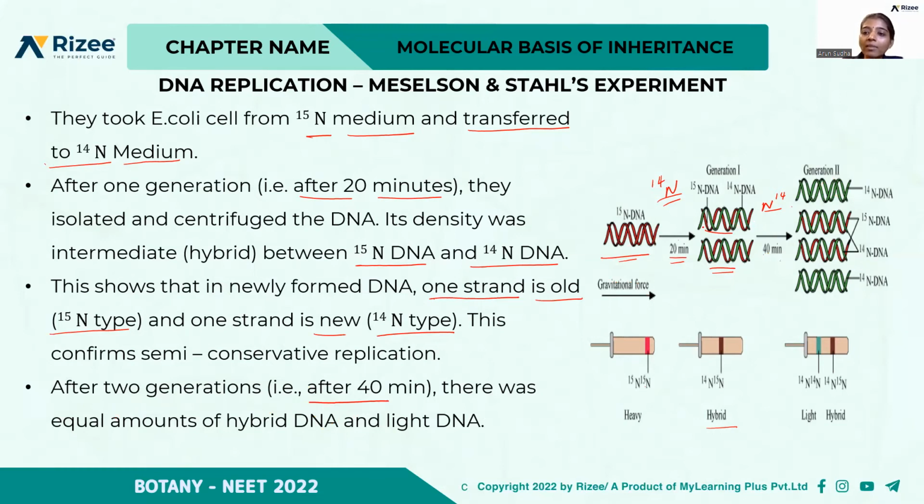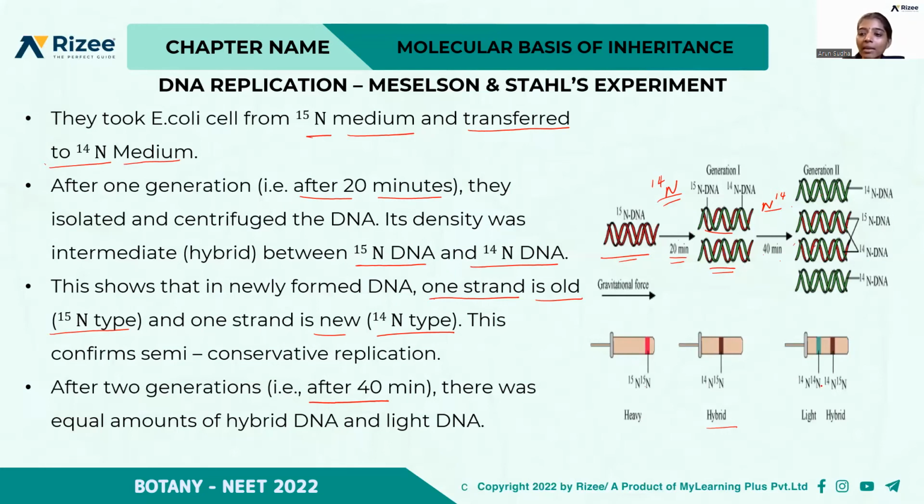Now this will split into 2 copies. One will have the red one, the other one is a newly synthesized green. And with the again N14, newly synthesized, both will be of N14. So here one is N15, the other one is N14. And similarly, the red is N15, the parental one, and the other one is newly synthesized, that is N14, and these two are N14.